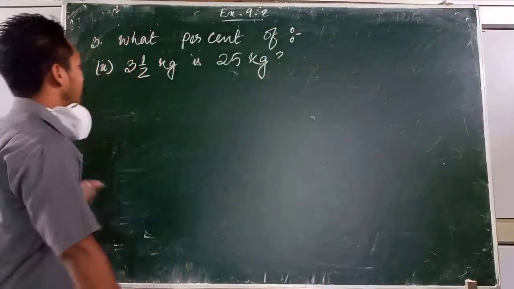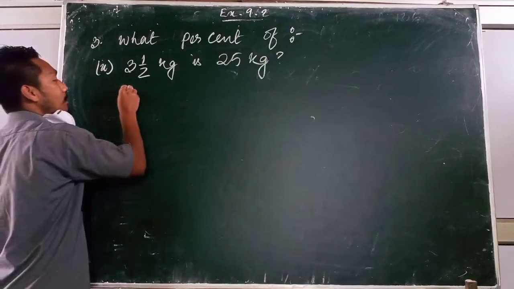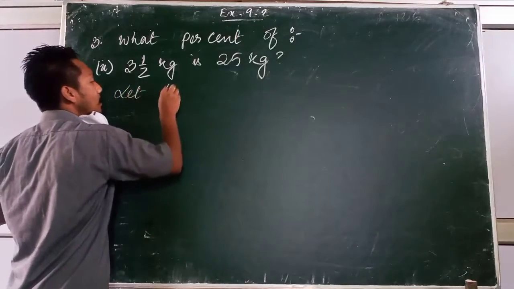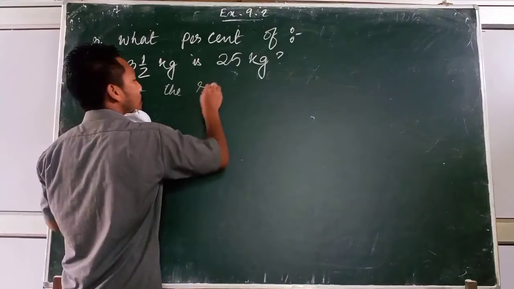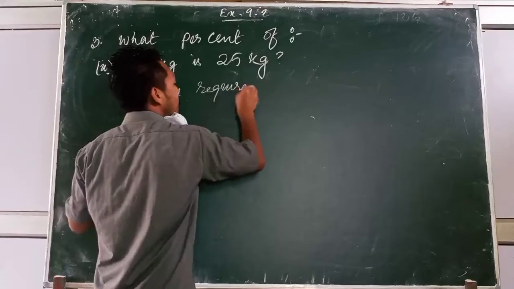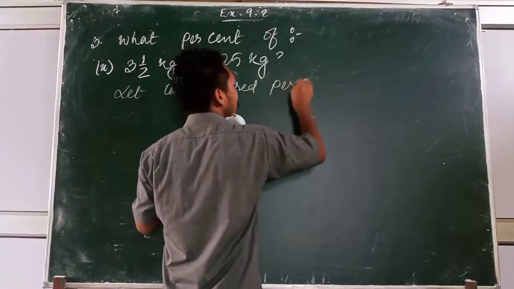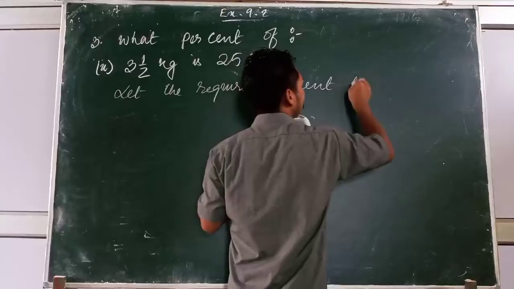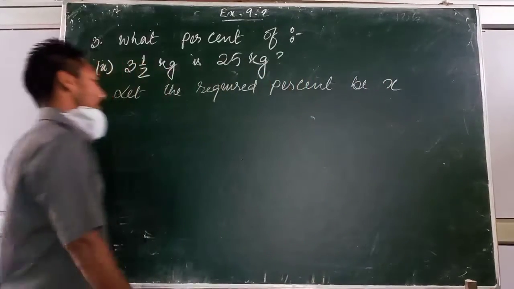Okay, similarly here is number 2. I'm just trying to solve this. Let the required percentage be x. Let the required person be x.